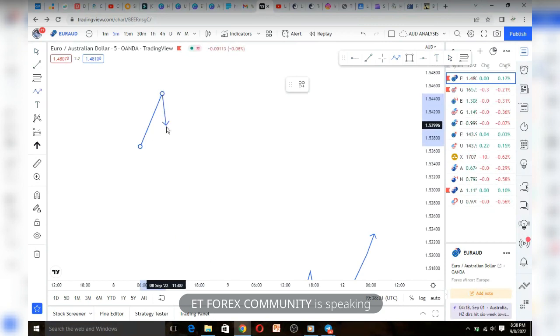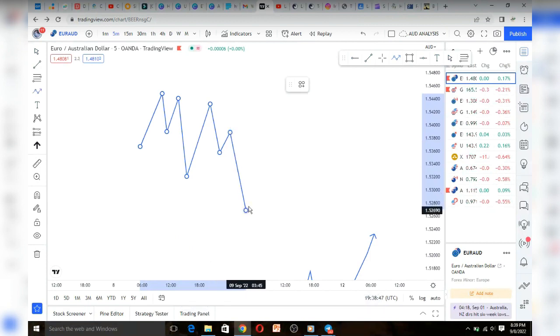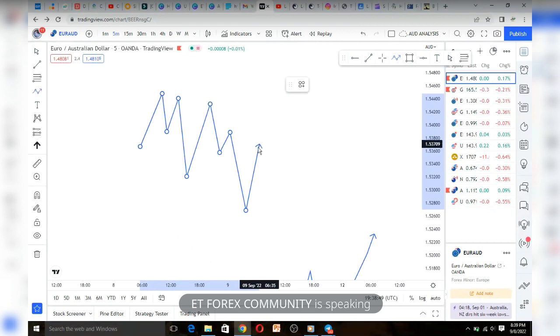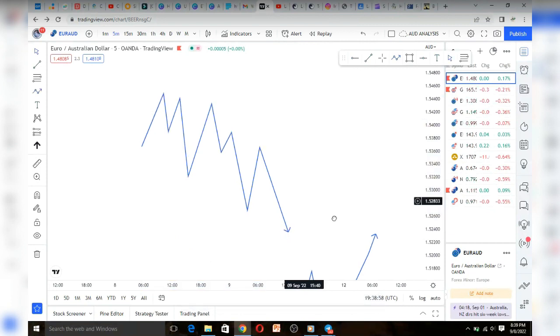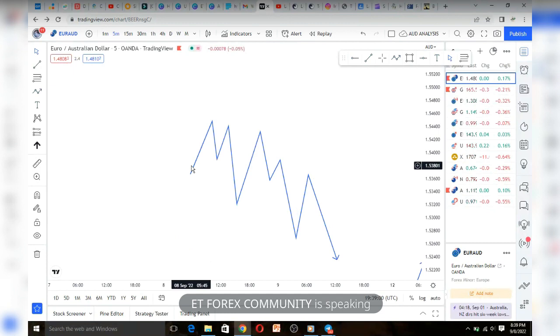It came down, came up, went up, came down back, came back up here, and soon to the downside. All right, so let's use this. So you can see that this market is in a downtrend. It might not be a perfect trend because of the way I draw it, but you can see this market is in a downtrend.